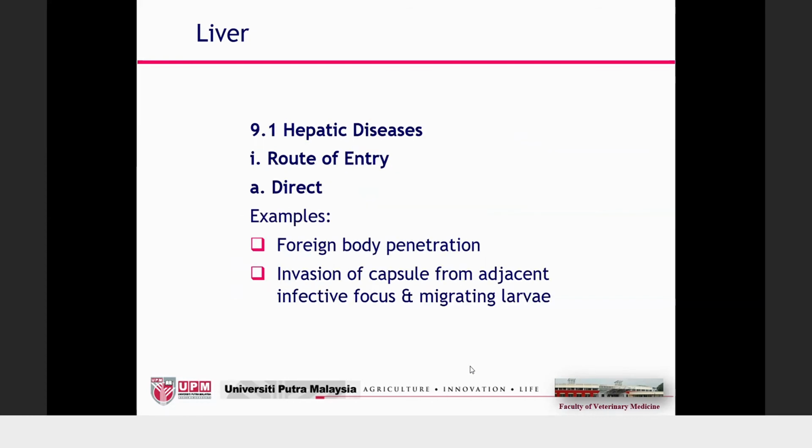So regarding the entry, again, it can be direct or it can be systemic. With the direct one, you can see a foreign body penetrating straight away. It can also be invasion of the capsule by infective factors, particularly in the case of larval migration. So that is more from the external that really causes direct damage to the liver.